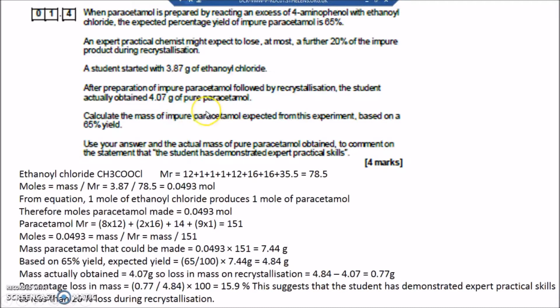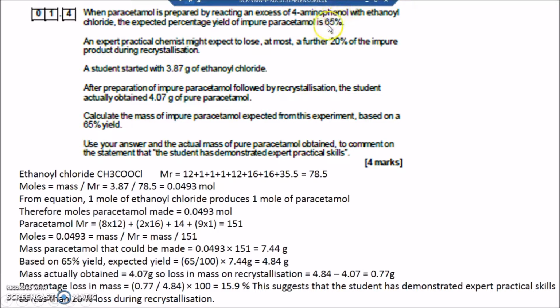Now we want to find out about the paracetamol, see how much we should have made. Well, from the equation back at the beginning of the question, it tells me that 1 mole of ethanoyl chloride produces 1 mole of paracetamol. So if I've got 0.0493 moles of ethanoyl chloride, I should make 0.0493 moles of paracetamol. Now I know the Mr of paracetamol, or I can work it out, as 151, so the moles equals 0.0493, which equals the mass divided by Mr. Multiply the two numbers together and it tells me that I should make 7.44 grams of paracetamol.